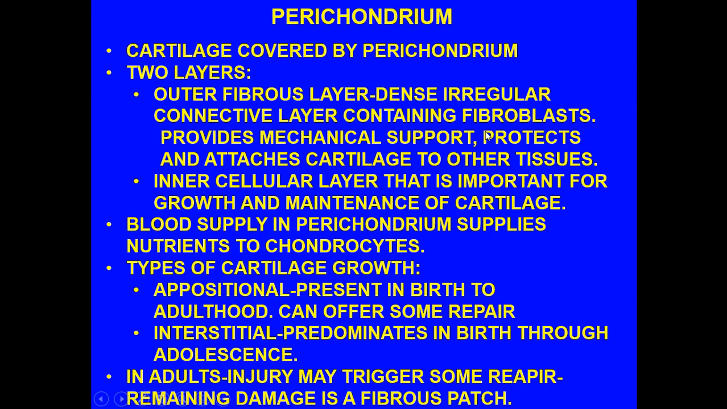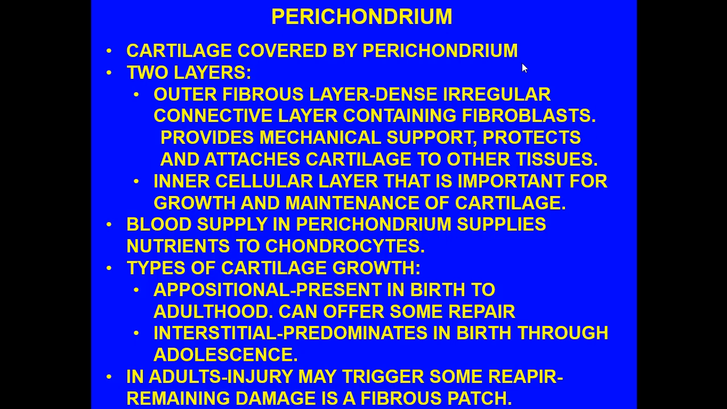Now, cartilage, you have to understand, is covered by perichondrium. There are two layers: an outer fibrous layer, which is a dense, irregular connective layer containing fibroblasts, providing mechanical support, protects and attaches the cartilage to other tissues; and an inner cellular layer that is important for growth and maintenance of the cartilage. The blood supply to the perichondrium supplies nutrients to the chondrocytes. Again, this is all based on diffusion now.